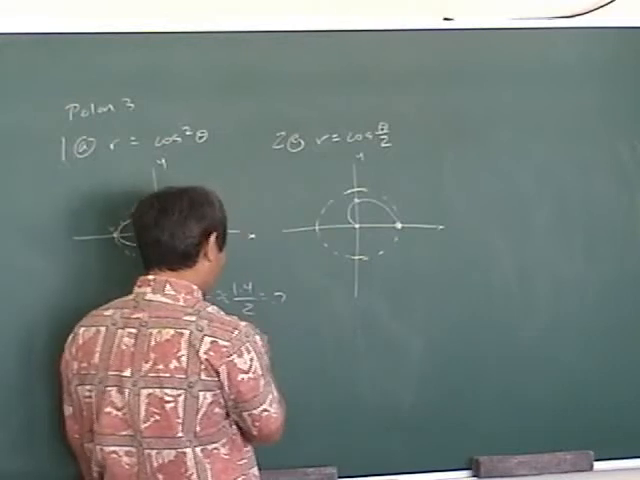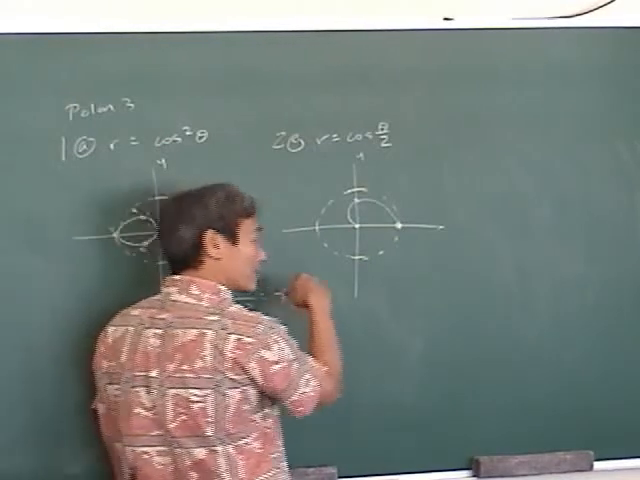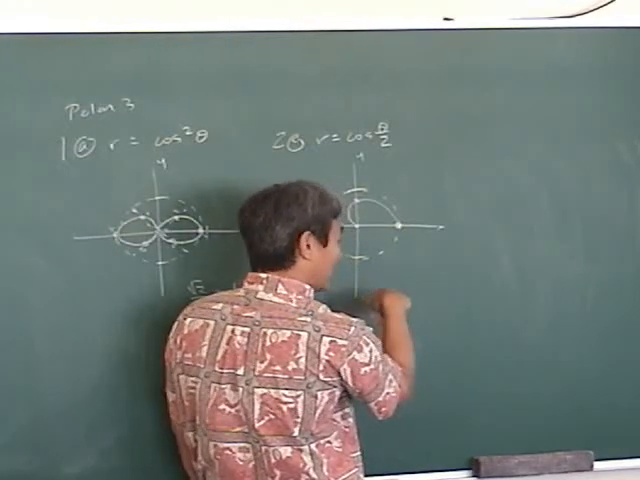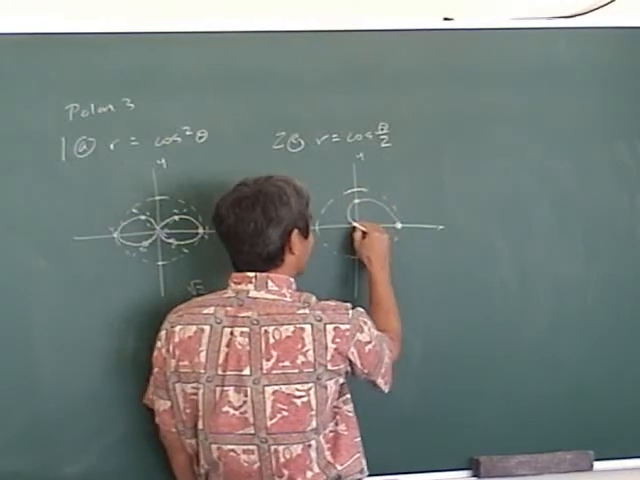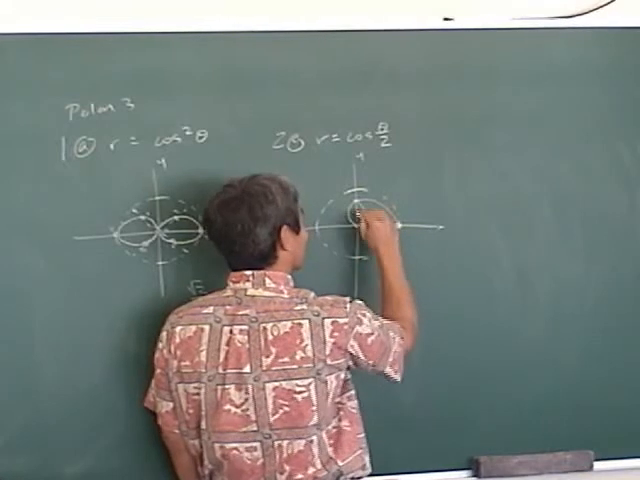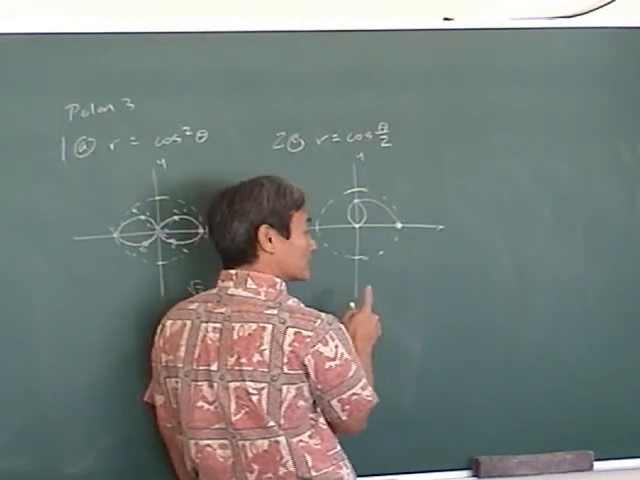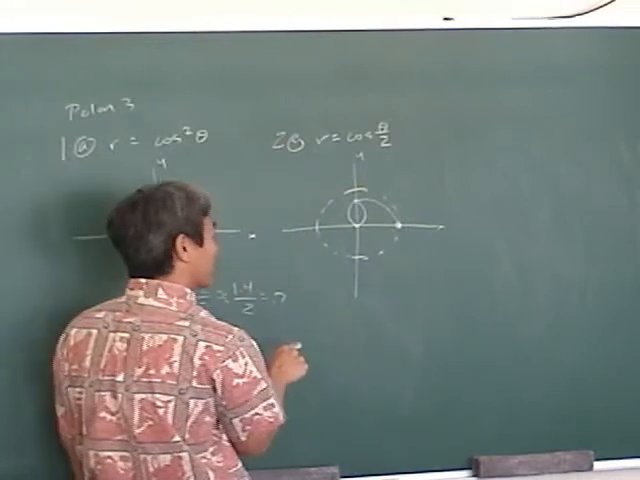Negative root 2 over 2. So it's going to be negative 0.7. So at 3 pi over 2, it's negative 0.7. So you've got to go 0.7 the opposite way, so it's up there. So what happens is from here, it goes to there. See, this is where students always get confused when r becomes negative.